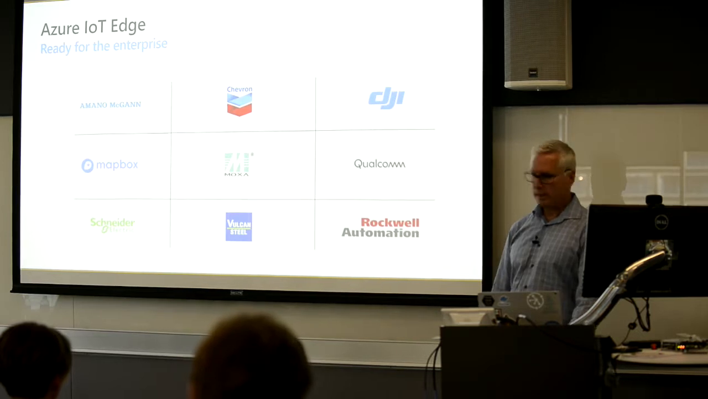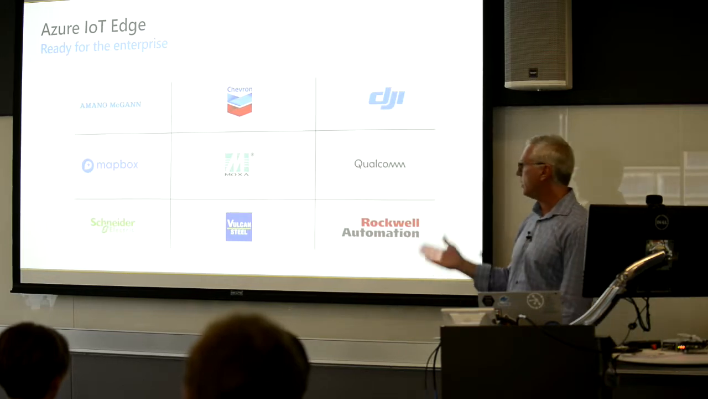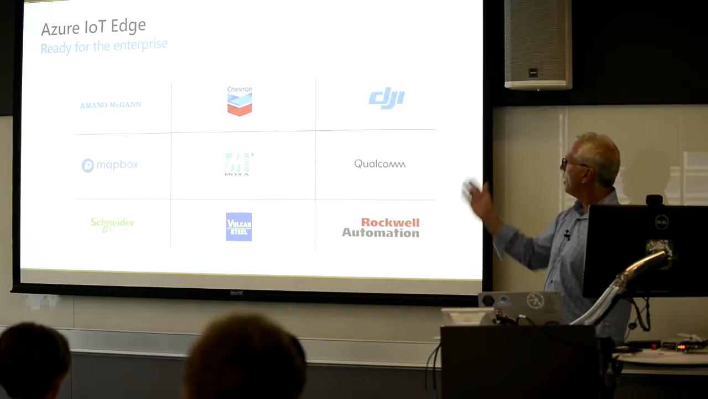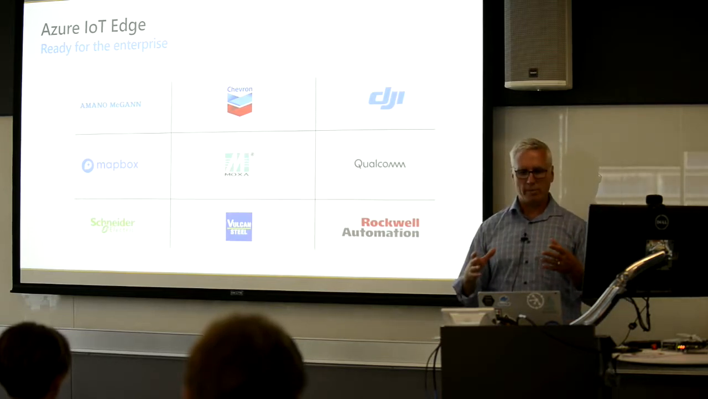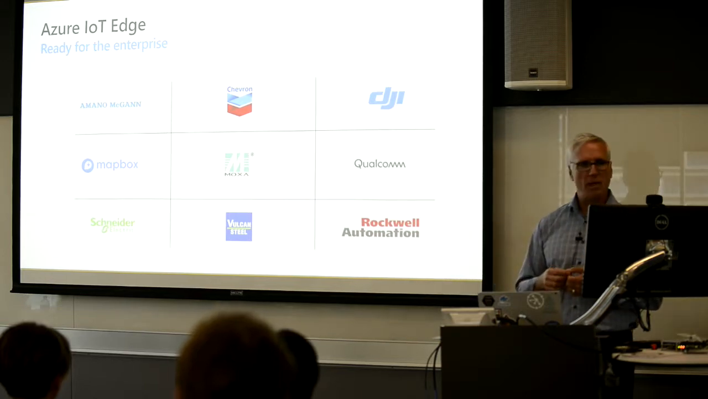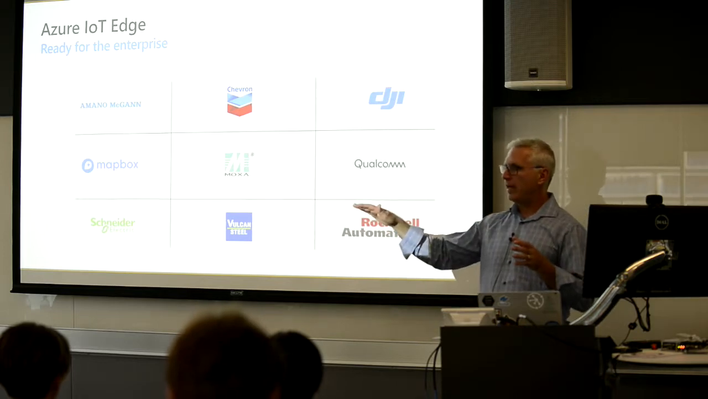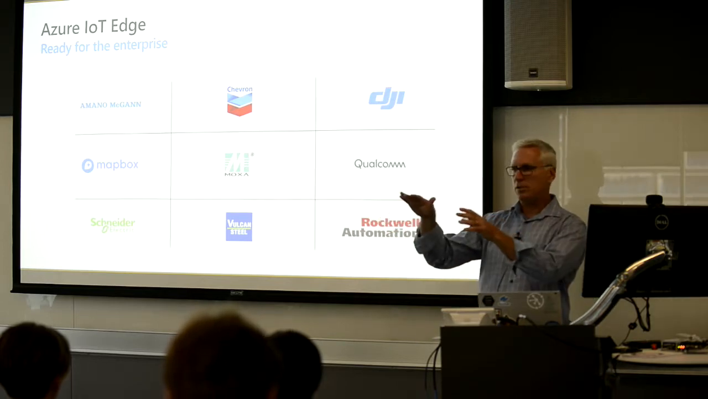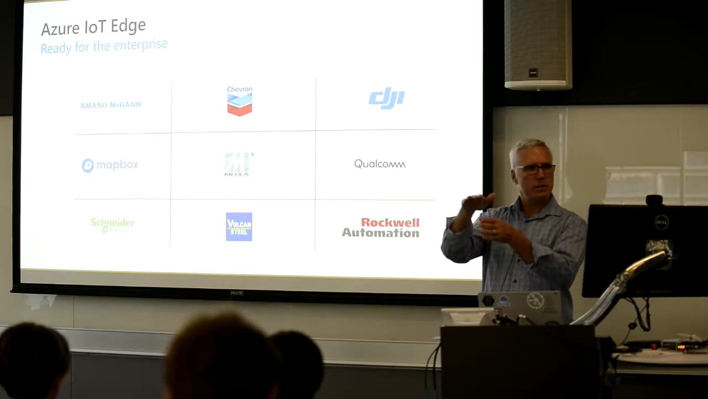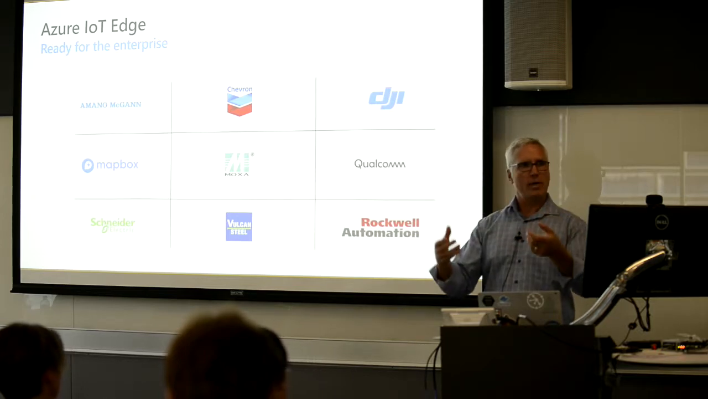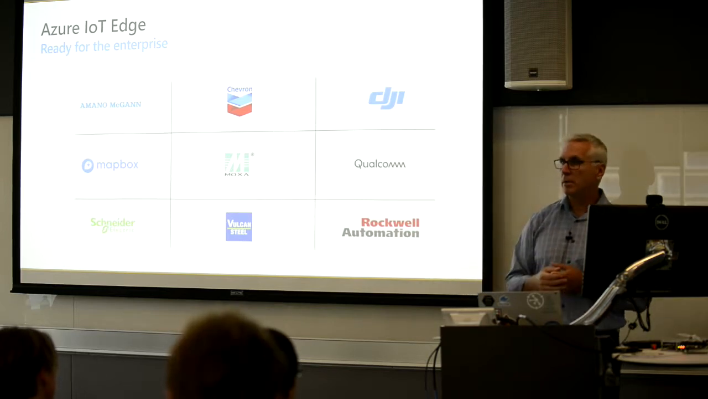So who's using this stuff? There are some familiar names here from the Calgary area, with Schneider and Rockwell, Chevron. DJI is a drone maker, and they're actually using it as well. And we provide an API for that drone. And we can actually show how that drone can be flying over one field and using one machine learning model. And as it goes across into another field in an agriculture situation, it can download a different ML model and then just keep going without even stopping the drone. So it's pretty cool, actually.